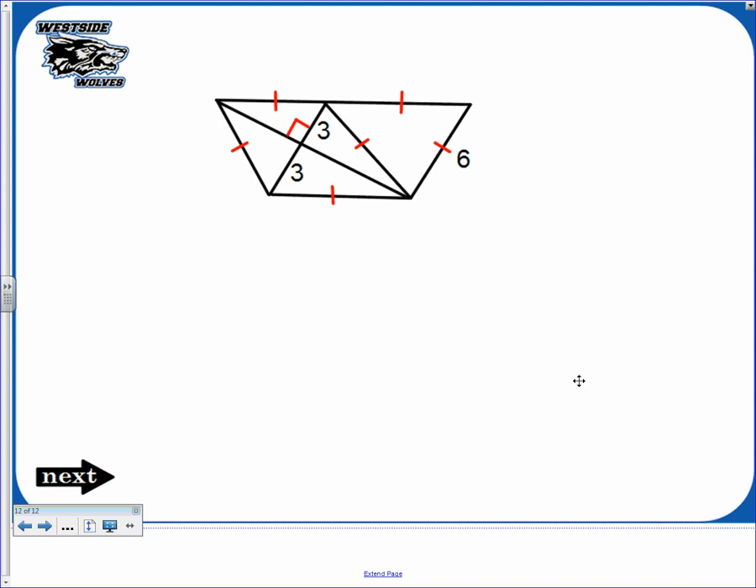All right, if you start the video again, your answer should be the area is equal to 27 square root of 3. Give you a hint here. You need to find that value right there so that you can break this into two triangles.